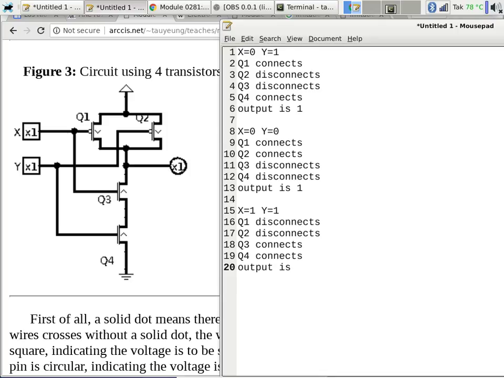Well, that does not automatically mean the output is a 0, okay? Because it can be what we call floating. It doesn't connect to either end, okay? So we want to double check and see whether it does connect to ground or not.